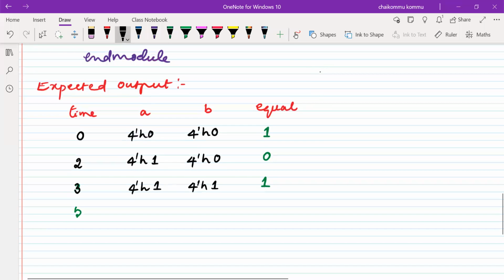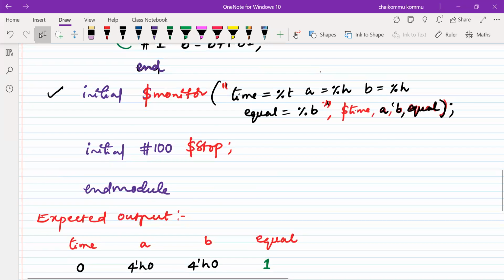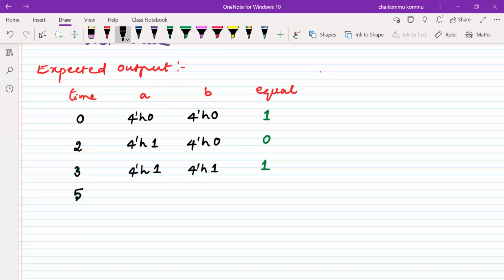So we are at 3. 3 plus 2 is added. Okay. Here we are at 3 now, and we are adding another 2 for that. So what is the value? 5 nanoseconds. At 5 nanoseconds, what about A? A will be incremented by 1. So 1 increment gives 2. What about B? B remains the same. Are both equal? No. So therefore the function output is 0.